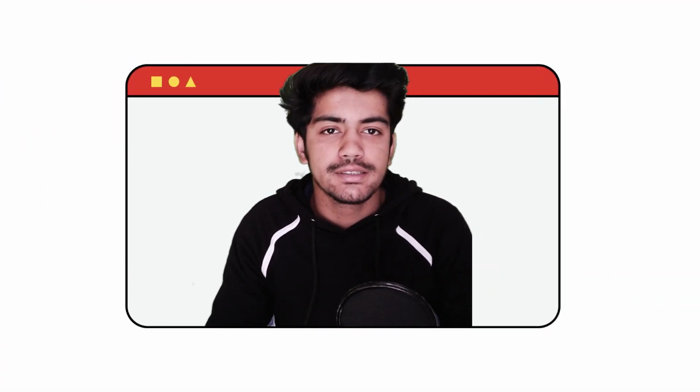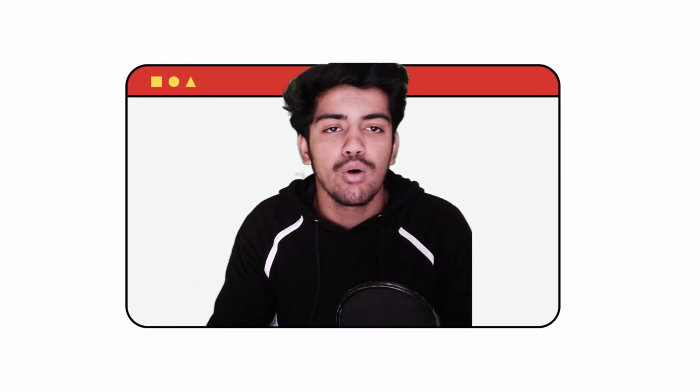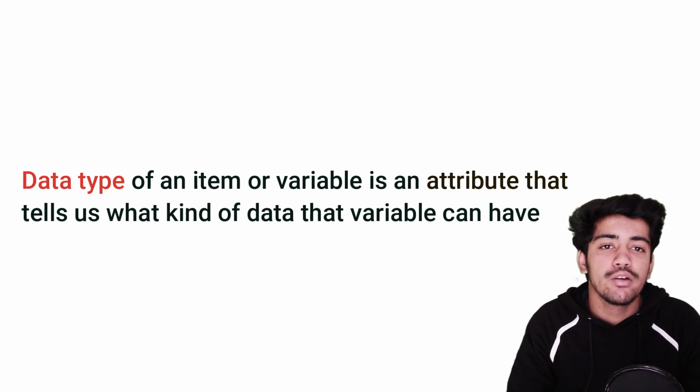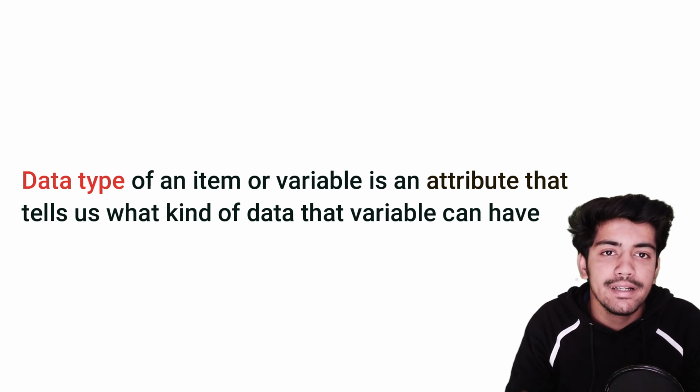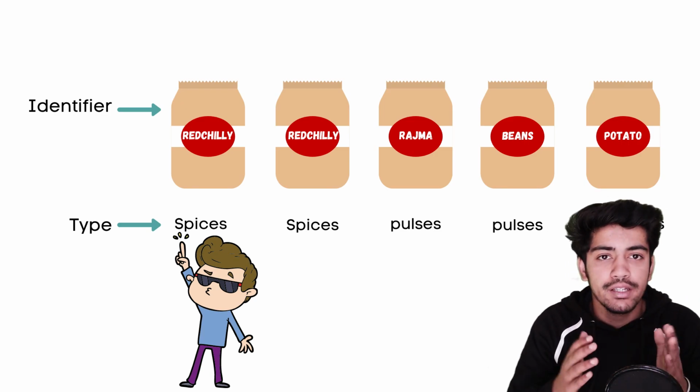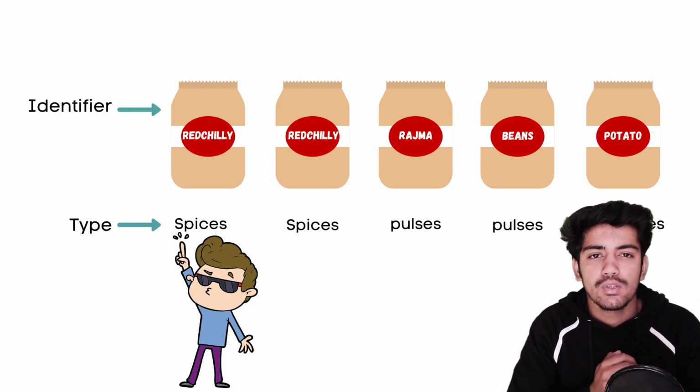Okay, now we know how to declare and print variables. Let's move on to some basics of data types. What are data types? The data type of an item or a variable is an attribute that tells us what kind of data the variable can have. This is quite similar to when we specified which types of ingredients we can store in which boxes.